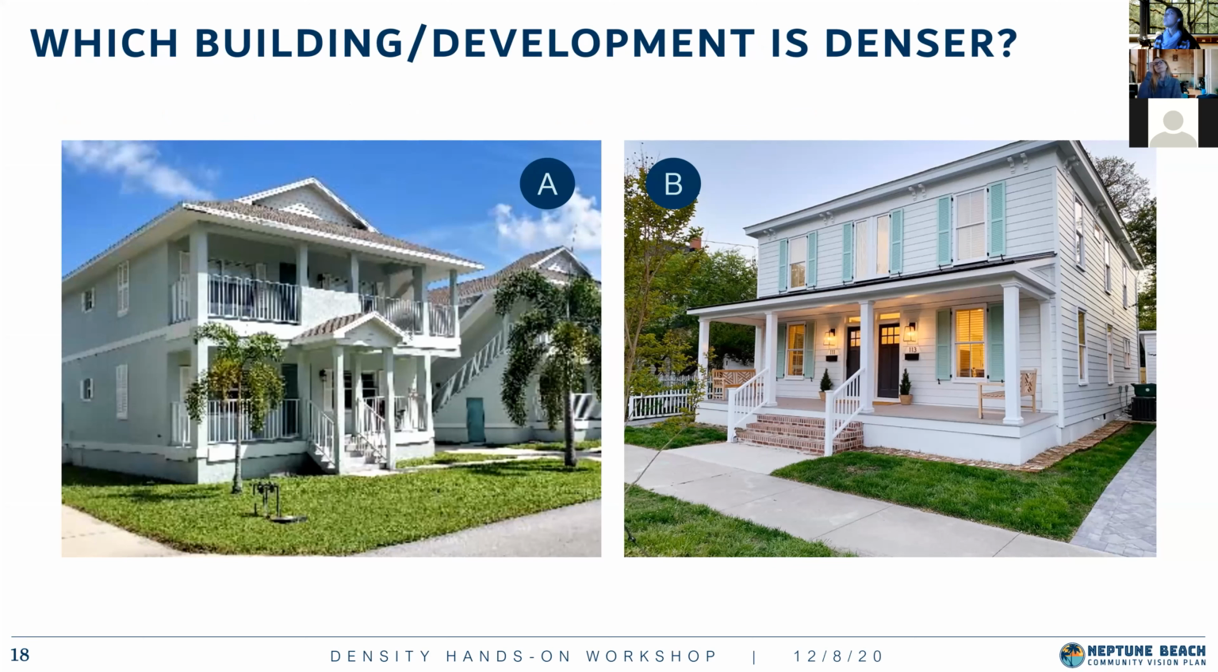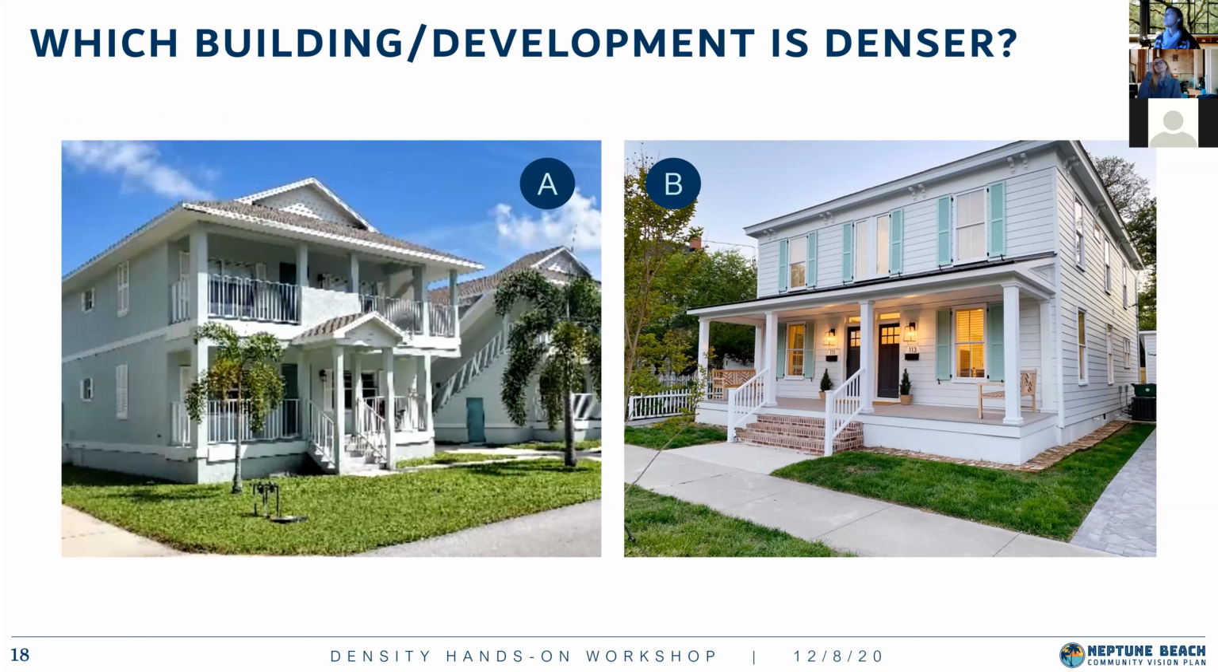It's also interesting that in this example, building A has a deeper front setback and wider side setbacks between the building and the property line as compared to building B, which has a shallower front setback and shallower side setbacks. And the answer is A. Even though they're the exact same building type, both duplexes on a single lot, building A has substantially higher residential density, measured as dwelling units or homes per acre.